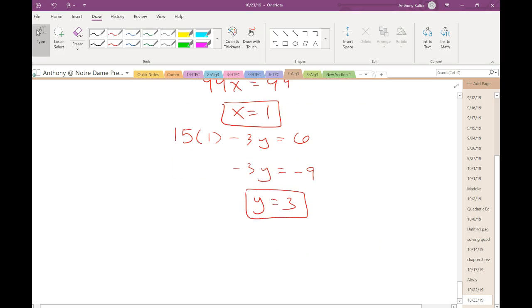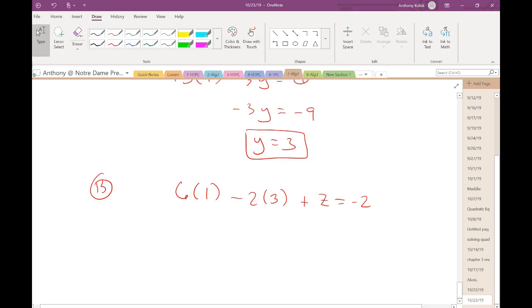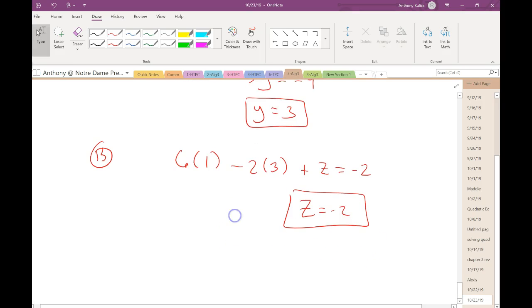And then lastly, I can take both of those two answers and plug them into either A, B, or C. For the sake of argument, I'm going to plug them into equation B. So 6 minus 6 gives me 0. So I have z then just equals negative 2. So I'd write my final answer 1, 3, negative 2.